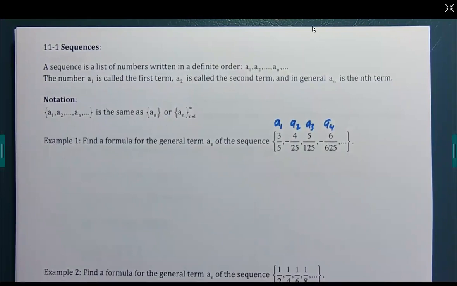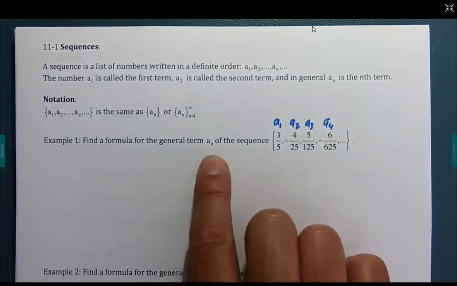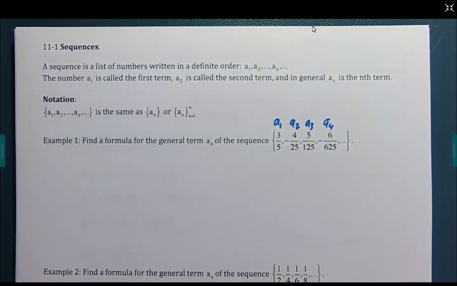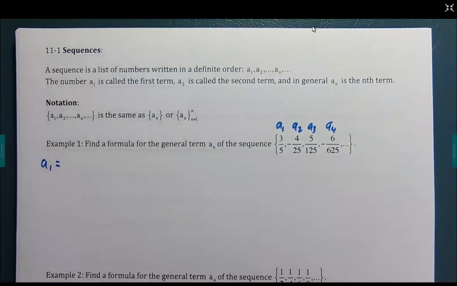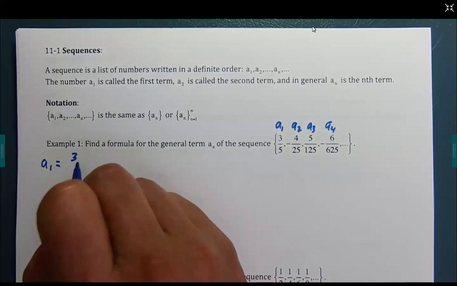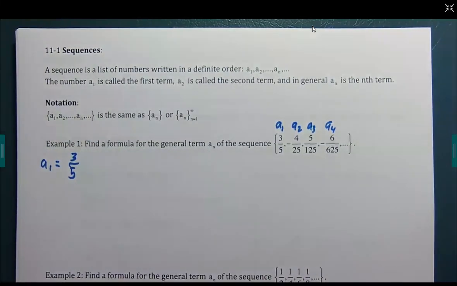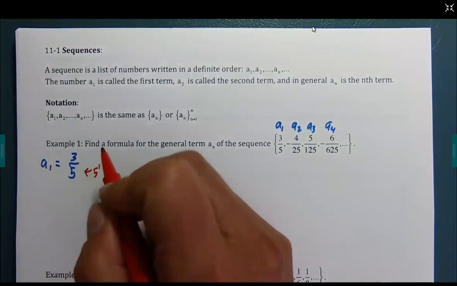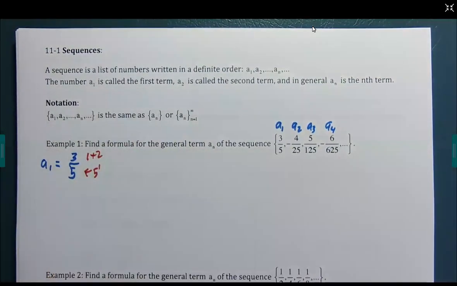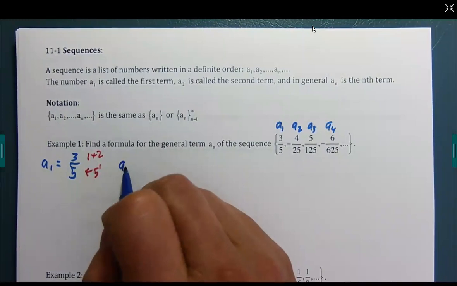And when we generalize it, we use a letter. We tend to use I, J, K, or N as our counter numbers. In this class, we will mostly be using N's or K's. Now, I want to take a look at a sub 1 and identify that 3 over 5 can be rewritten as 5 to the first power and 1 plus 2. Just for example, the reason I'm showing that is because we're going to see a pattern here.